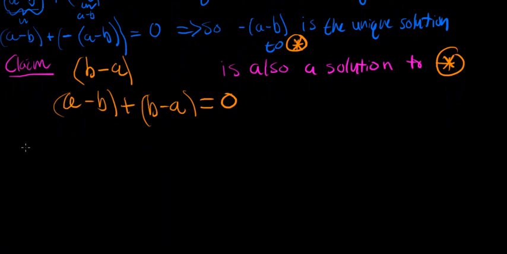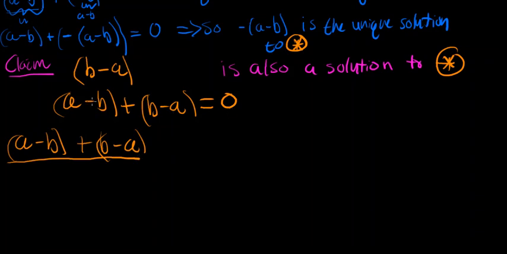So let's simplify this. Let's simplify a minus b plus b minus a. So let's simplify this expression here and see if we can arrive at 0, thus proving that b minus a is a solution to star. So I'm going to state what we're doing. This might be a way that you might write this out carefully if you were to be asked. This is good practice for how to write out a proof like this carefully. So we show that a minus b plus b minus a is equal to 0.